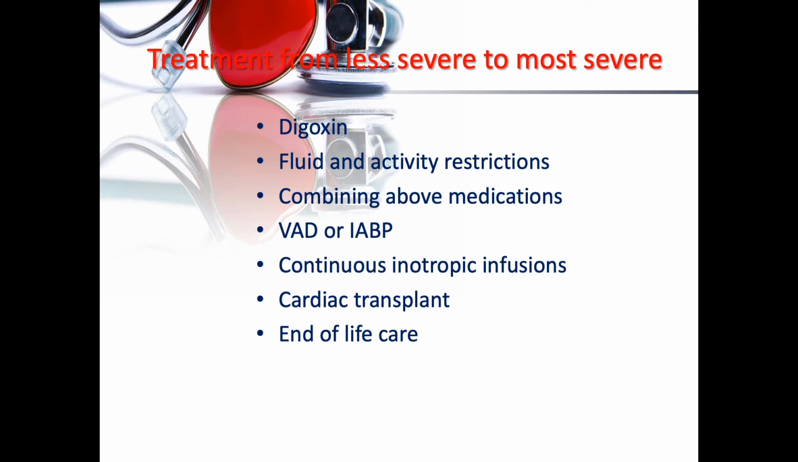You now need to start combining the above medications with assisted devices such as ventricular assist devices or intra-aortic balloon pumps, both of which decrease afterload and increase coronary artery perfusion. Again, increasing myocardial oxygen supply and decreasing myocardial oxygen demand. Continuous inotropic infusions can be given here. This may lead to a cardiac transplant, or if a cardiac transplant is not available or not realistic, end of life, that is palliative care, should be considered because the outcome for untreated heart failure is death.